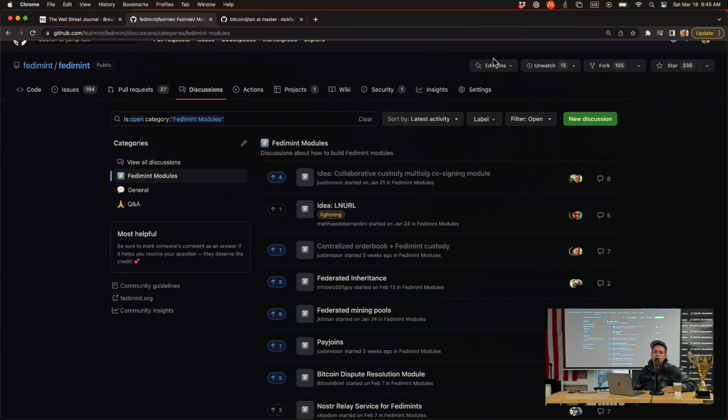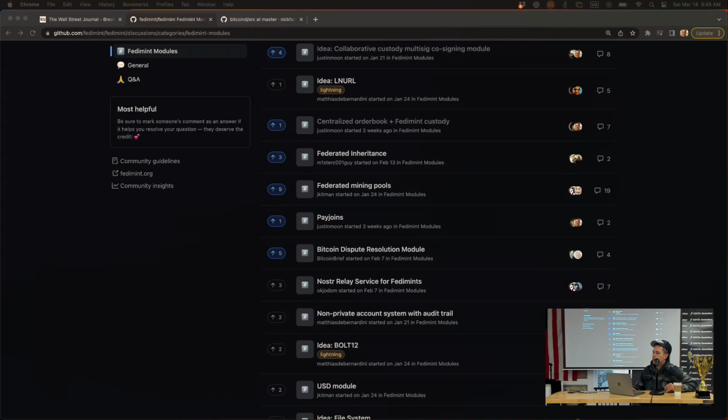So you can build a pretty simple module in a couple hundred lines of code. In our code base, we have one called the dummy module. It's the simplest possible thing. It just says hello world and stuff like that. And so I just want to walk through some ideas of stuff you could build with Fedimint that I think would be really interesting.